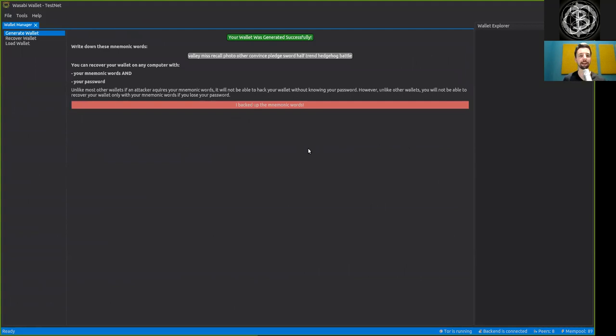Now, again, here you have your mnemonic words, which are 12 English words, which are, again, not your private key, but your encrypted backup of the private key. So write down on a piece of paper both your password and the mnemonic seed in order to make sure that you have full access and control over your Bitcoin. So here specifically, word one, belly, two, miss, three, recall, four, photo, five, other, six, convince.